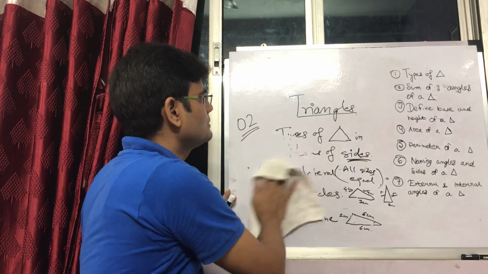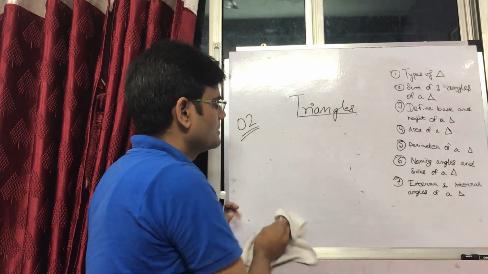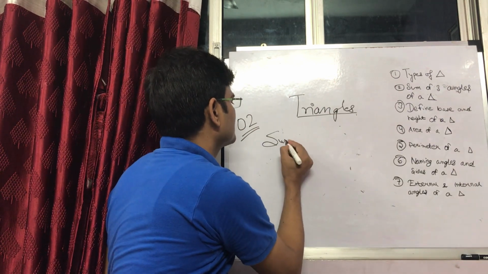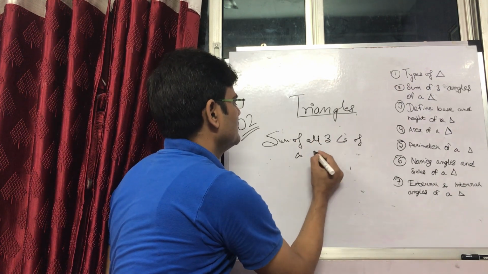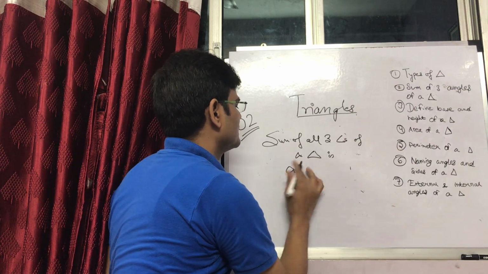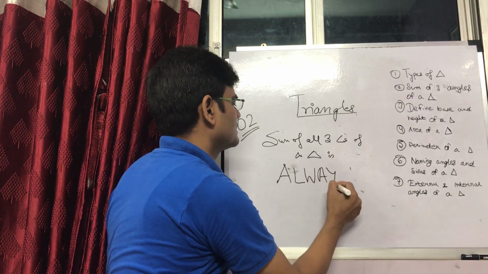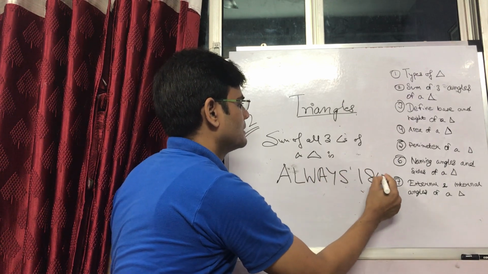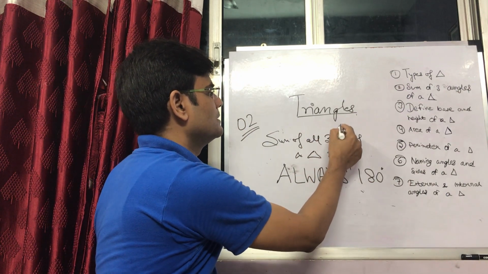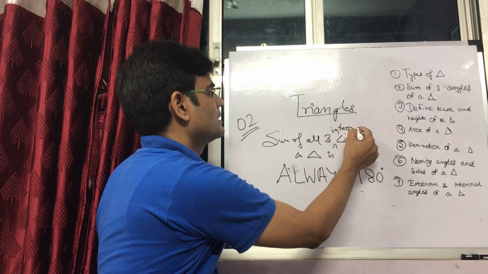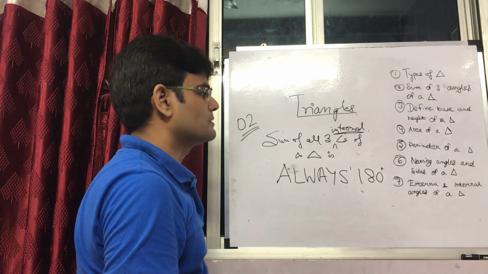Next, quickly we'll move on to the sum of three angles of a triangle. You might be knowing, you might not be knowing. Sum of all three angles of a triangle is always, let me write this always in capital, always 180 degree. And the sum of all three internal angles, I would write internal angles, because we'll come to know there are exterior angles too. Internal angles of a triangle is always 180 degree.